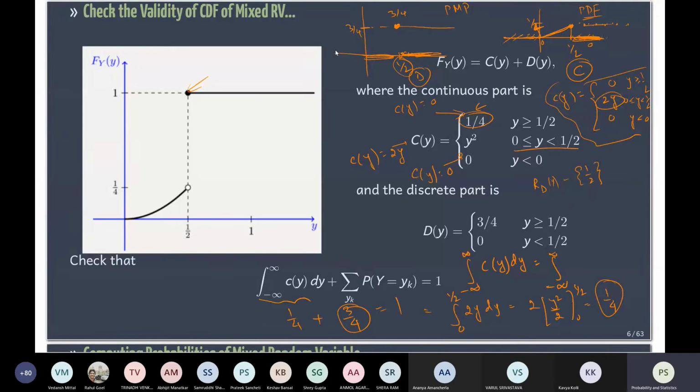Okay, so probability that y equals 1/4. How do we retrieve this, right? What do you think will be the probability that y is equal to 1/4? This will be given by the discrete case, right?